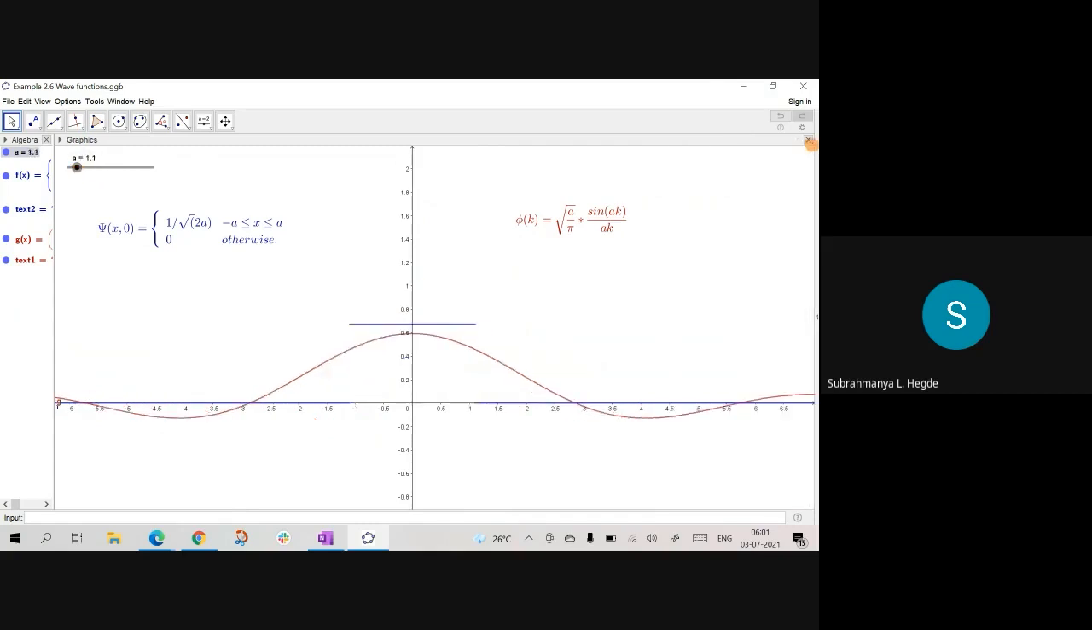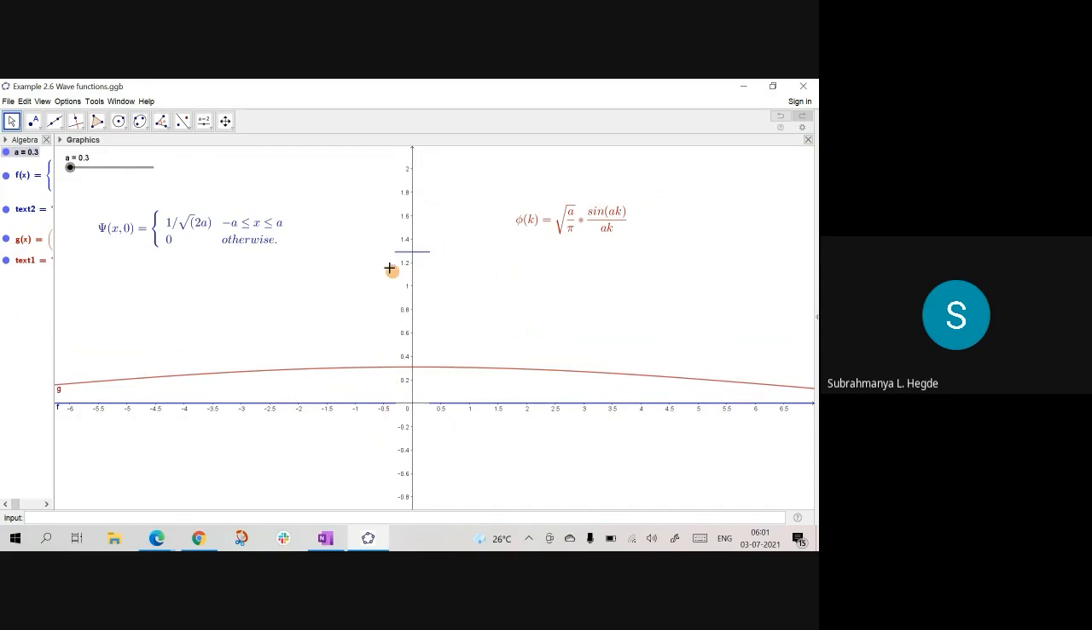If you want to have psi of x very narrow, can I look at here? I'm trying to make this psi of x very narrow. Can you see this part? Psi of x is 0 outside this one. Psi of x is between minus 0.3 to plus 0.3.